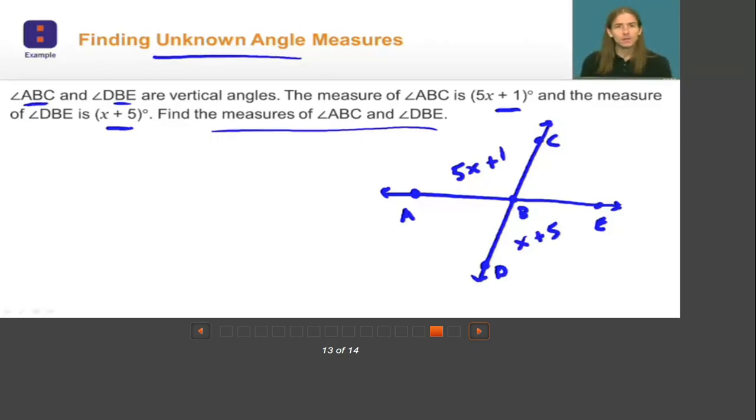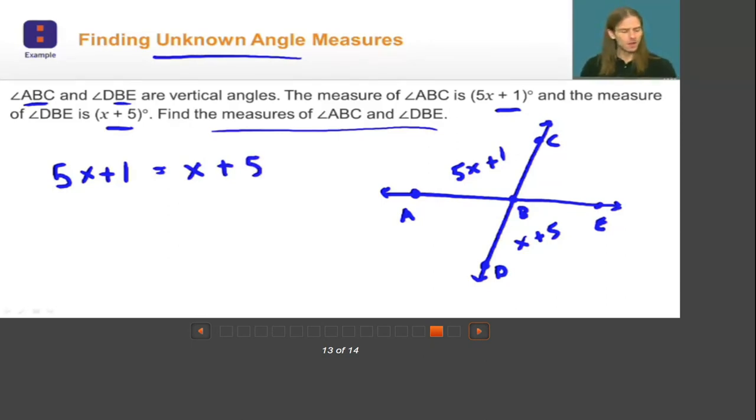Since those angles are vertical, they're congruent to each other. And we know that congruent angles have equal measures. That tells me that 5x plus 1 must be equal to x plus 5, which is a fact that allows me to solve for x.